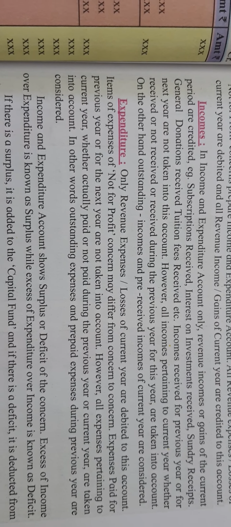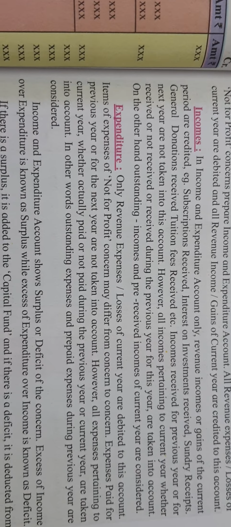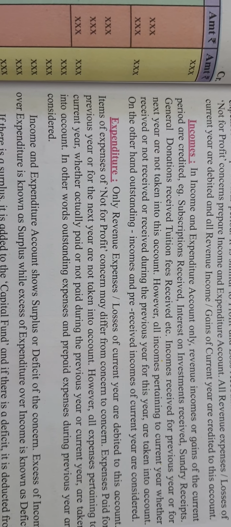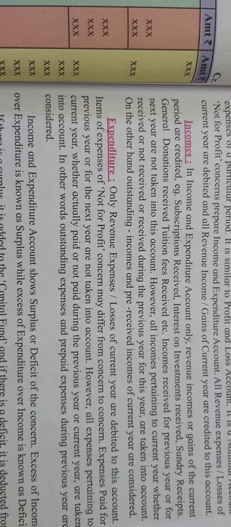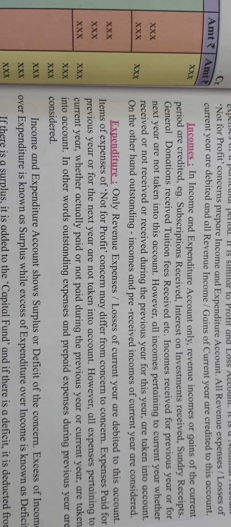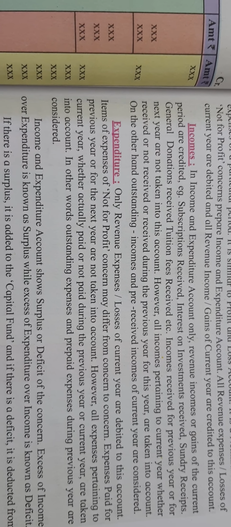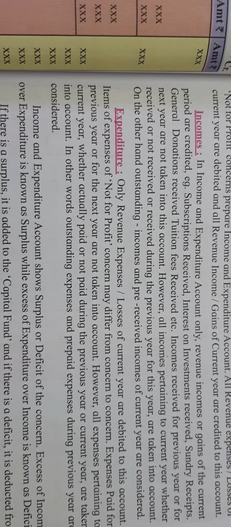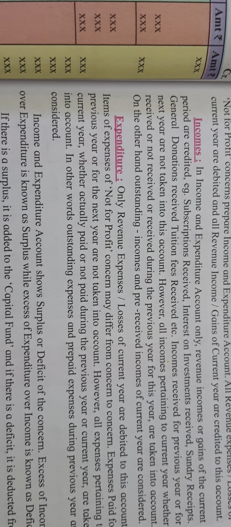It means subscription received, interest on investments, sundry receipts, journal donation, tuition fees receipts, particularly in that year, will be recorded. Income for the previous year or for the next year is not taken into account. Why? Because the same rule applies: this will be prepared only for one particular accounting year. So last year's amount or next year's amount will not make any impact, and will not be recorded in the income and expenditure account. However, all income pertaining to the current year, whether received or not received, or received during the previous year for this year, is taken into account.